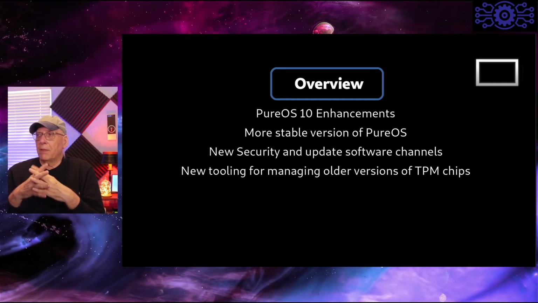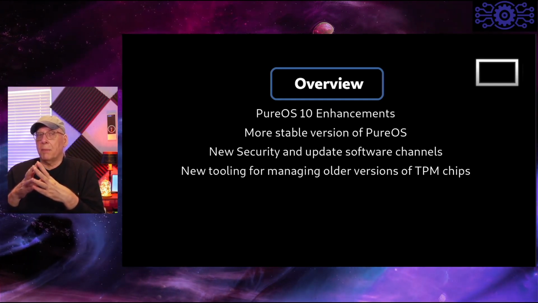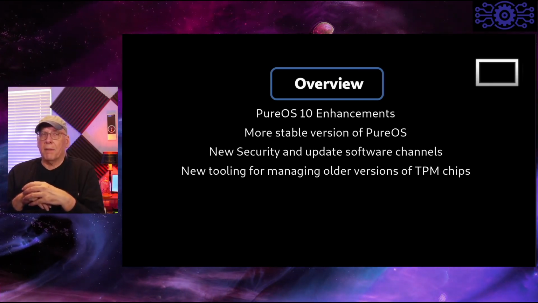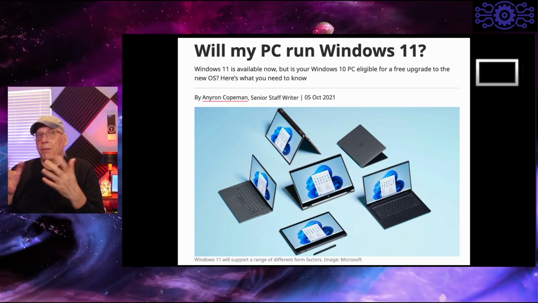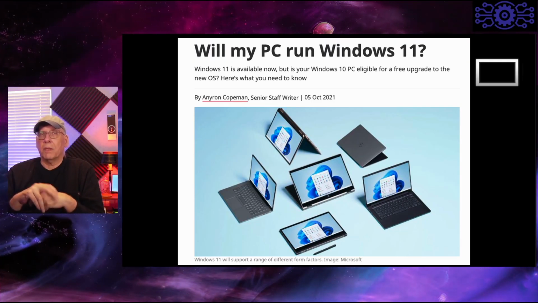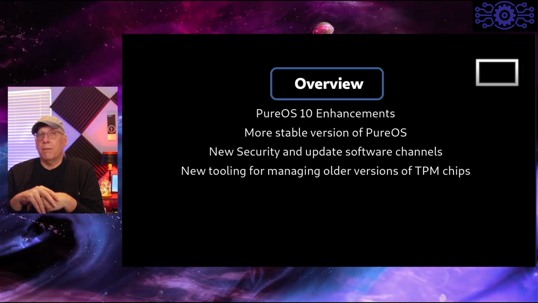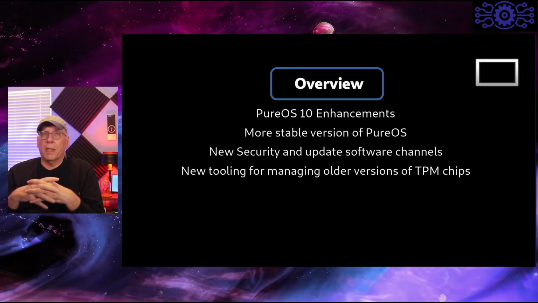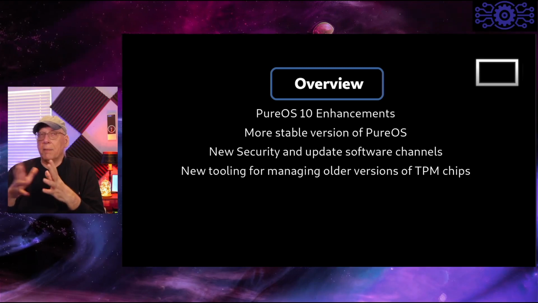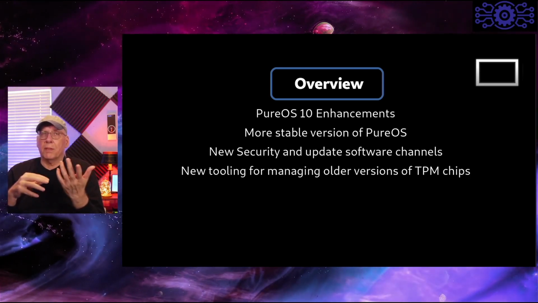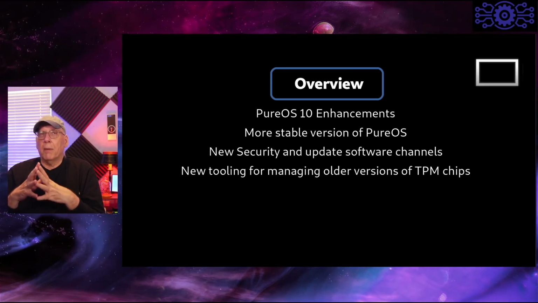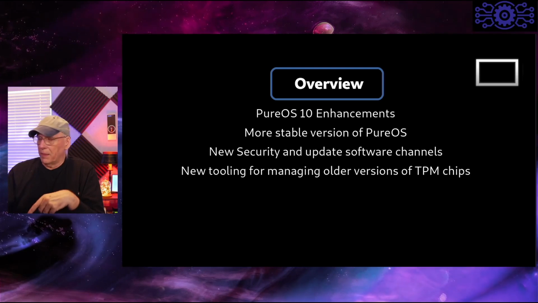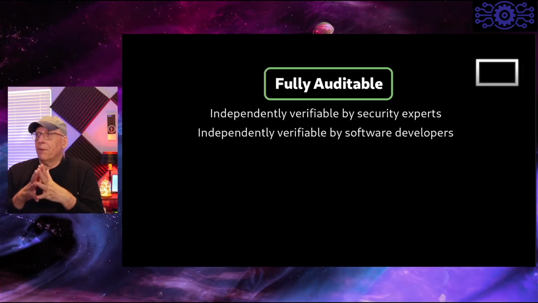They also provide tooling that manages older versions of the TPM chip. I'm sure you've all read about all the problems that Windows 11 is having with older hardware and the workarounds that you have to do in order to get it to run, which I don't know what kind of issues long-term that's going to create. Whether Microsoft will support it or not, I don't know, but they don't support older versions of the TPM, whereas PureOS is attempting to, so that you don't have to ditch your hardware in order to run this. It is a fully auditable release.